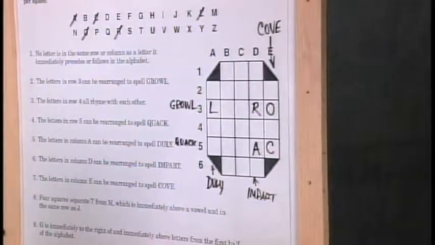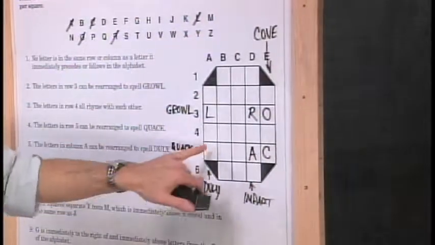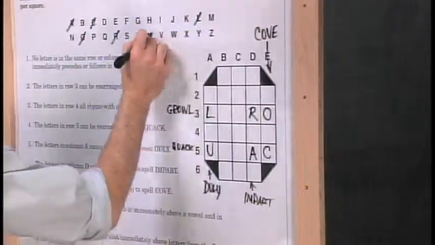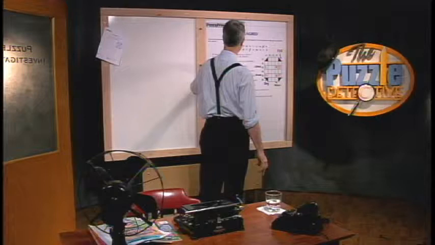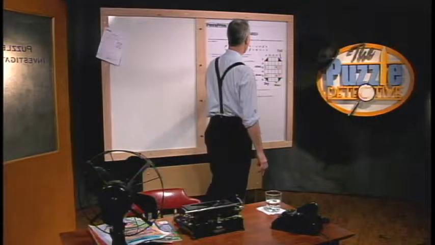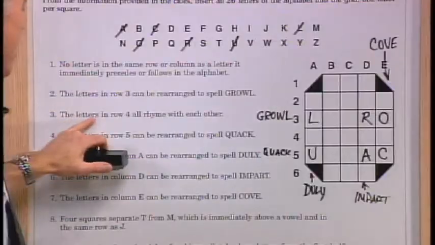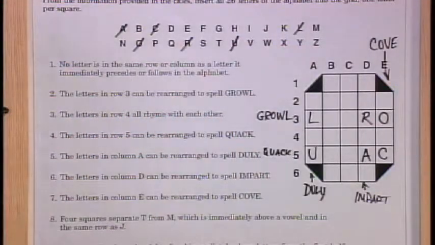Are there any cross references? Well, there's one more here that we've not gotten to yet. Quack and dooley both use the letter U. Let's talk about this clue number 3 all of a sudden. The letters in row 4, we've placed no letters here yet. But all of the letters in row 4 rhyme with each other. What are the rhyming letters?